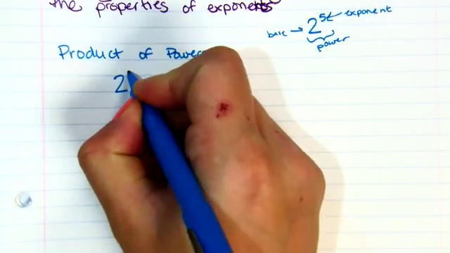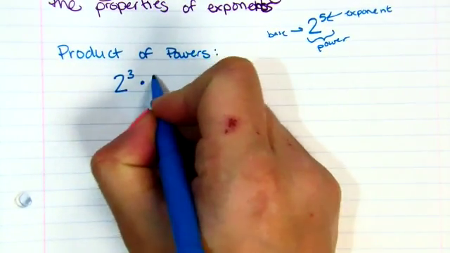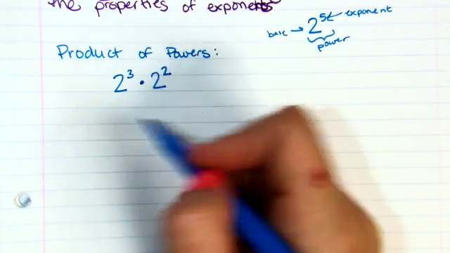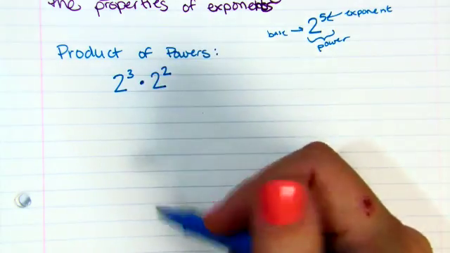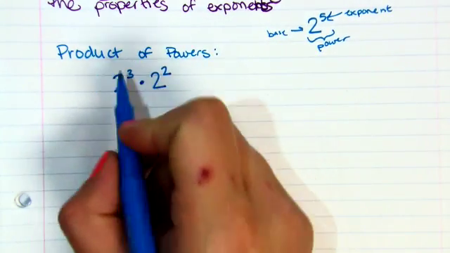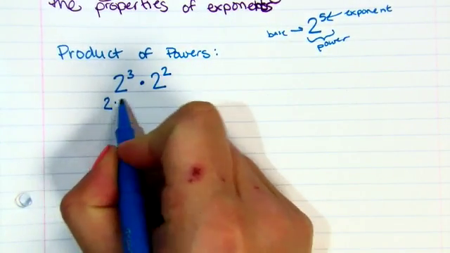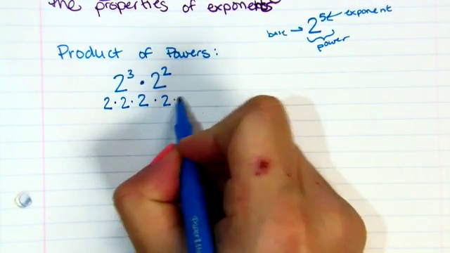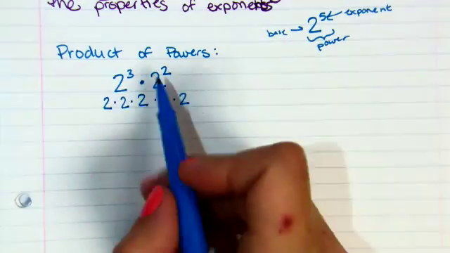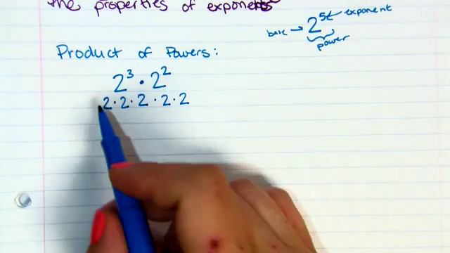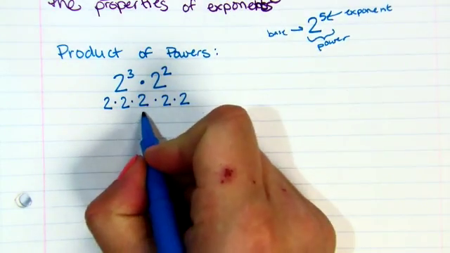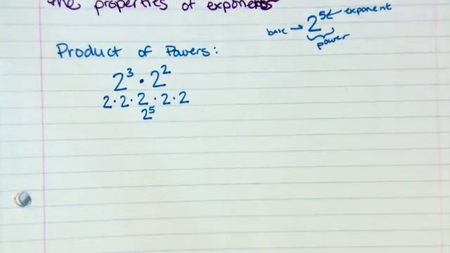For example, if I had 2 to the 3rd power times 2 squared, I want a way of simplifying this. Now, what I could do is break it into what it means. Remember, 2 to the 3rd power is 2 times 2 times 2. 2 squared is 2 times 2. If I look, I have 5 2's. So I could write this with an exponent as 2 to the 5th power.